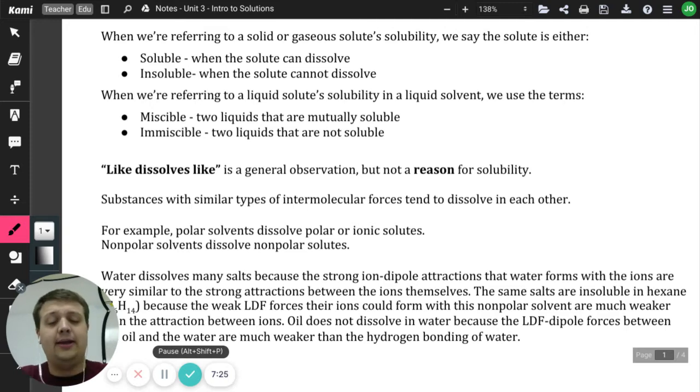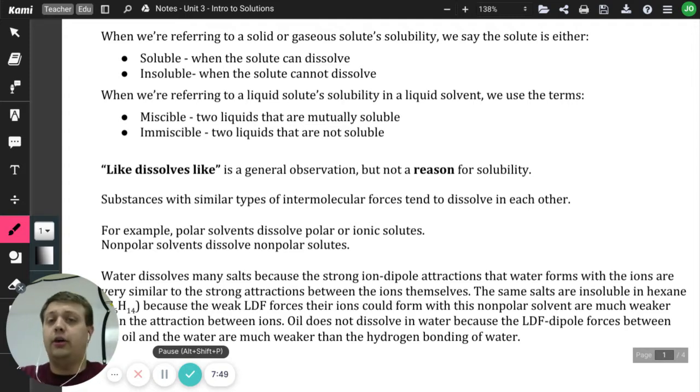What I mean by that is that if I'm talking about a polar solvent, polar solvents will dissolve polar solutes, but they will also dissolve ionic solutes. Why do we think that is? Well, a polar solvent is going to be something that has a positive and a negative side, right? We've got that dipole that's going to occur.